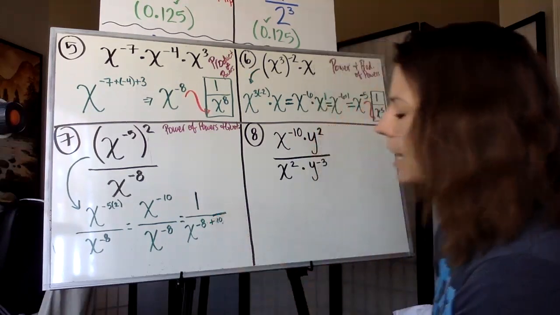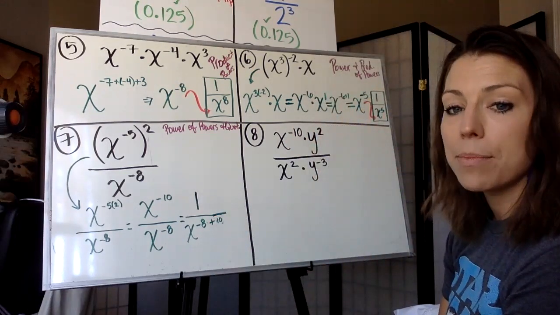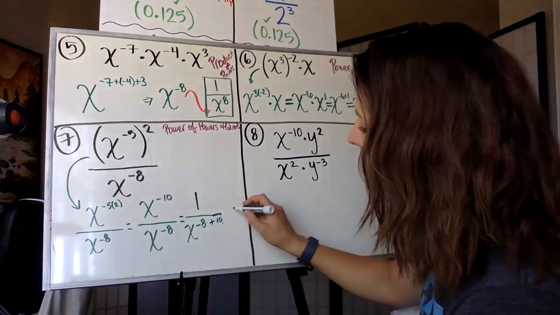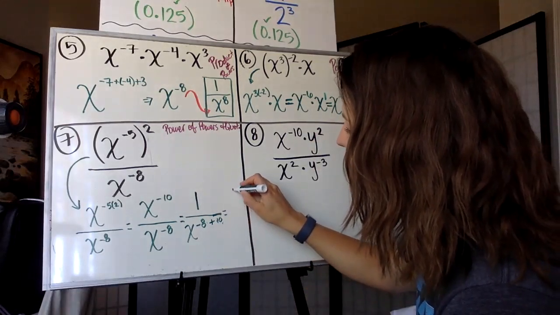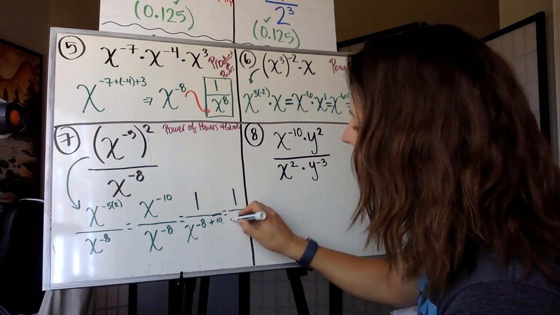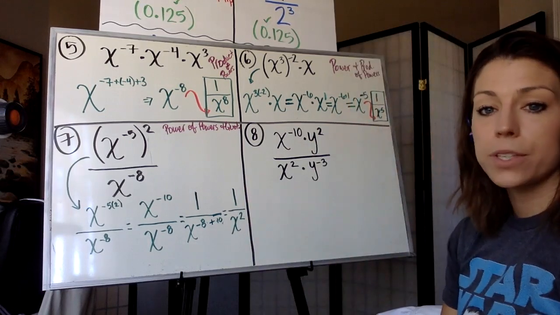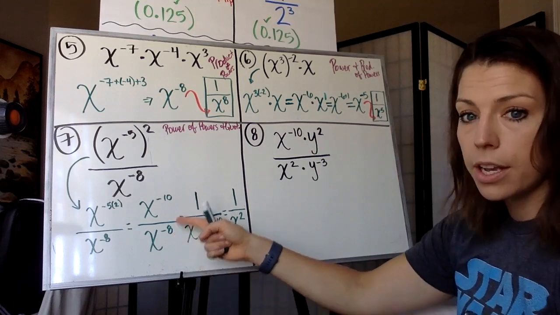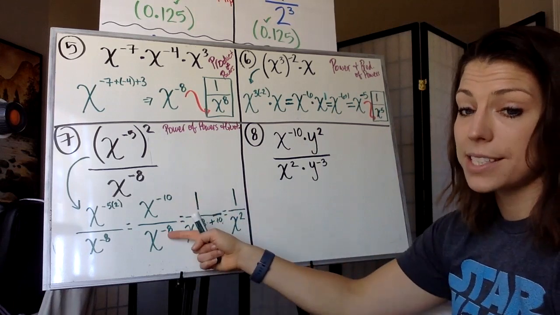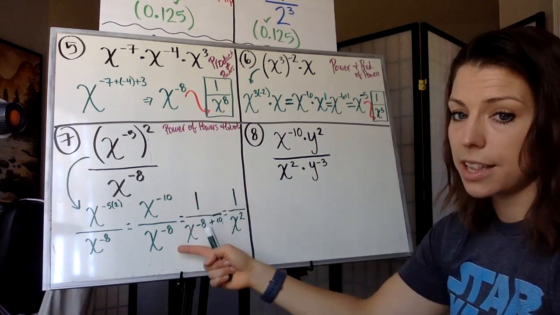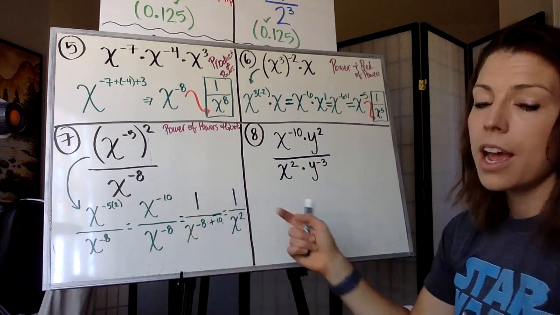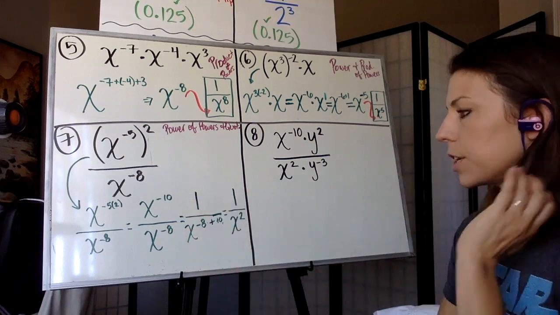This is the same as adding 10. What's negative 8 plus 10? Negative 8 plus 10 is 2. So my answer is 1 divided by x to the 2nd power. So again, I took the greater number, subtracted the lesser number, and because this is greater, that means there are technically more x's in the denominator. I ended up with 1 over x to the power of 2.